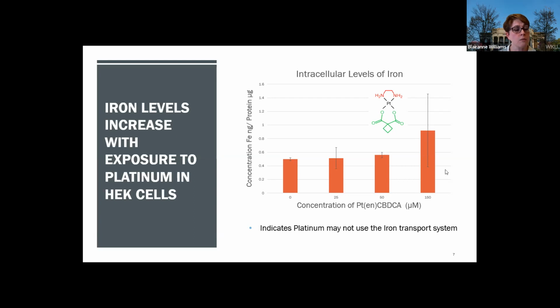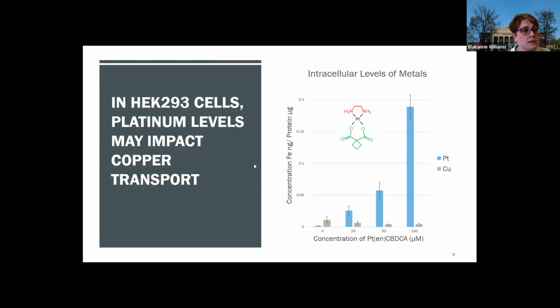But this is really nice because typically when one metal is out of whack in the cell, there's a switch in the other metals, and you can see this homeostasis. So the big takeaway is we don't think that this compound is affecting iron transport or iron levels in the cell. And this was in the HEK cells. Using the same cell lysates, we also measured platinum and copper. The reason we split this is because there's so much iron in the cell that it makes the graphs hard to read together, so I separated the iron from the copper and the platinum for that sake. And so platinum does go up as we treat the cells.